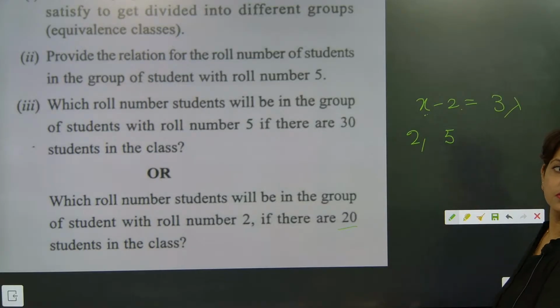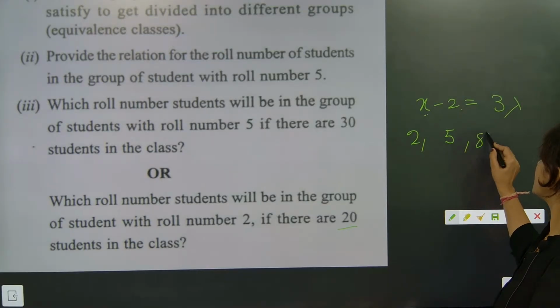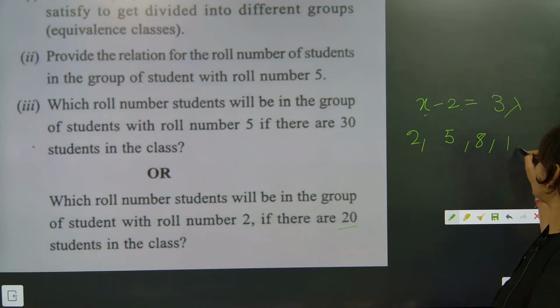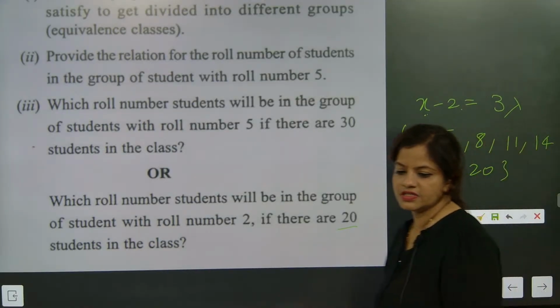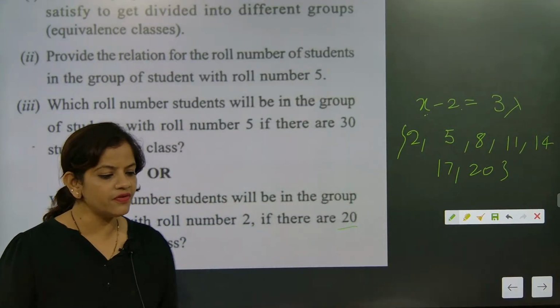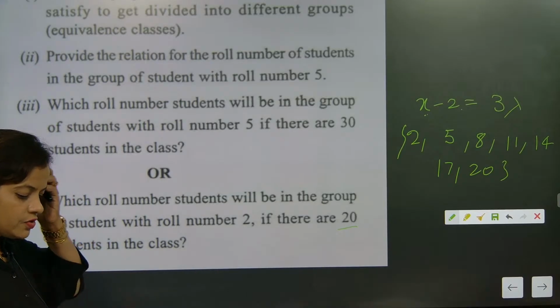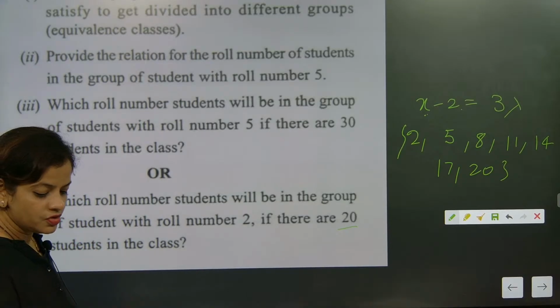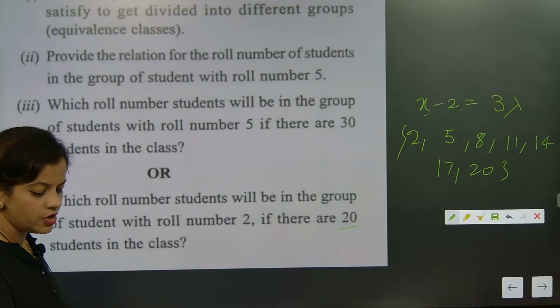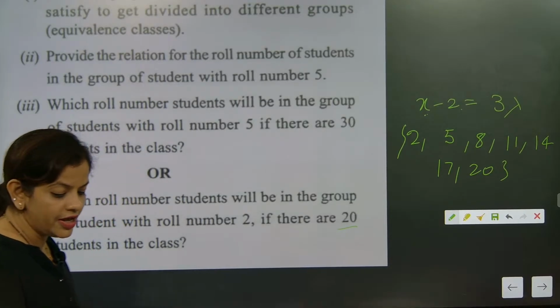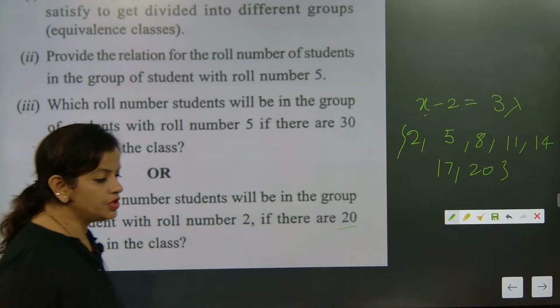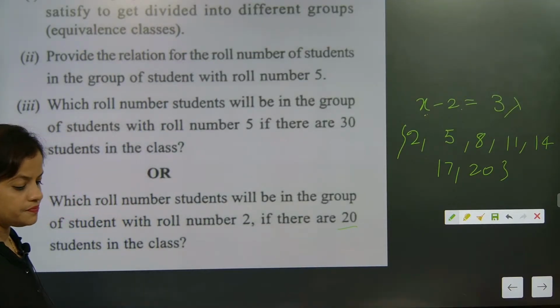Correct? Now 8, 11, 14, 17, 20. So these are the equivalence classes coming, and they are exactly going to satisfy the situation. So this is a short question where you have to be very particular, and it is very, very important. I hope everybody understood how to deal with this type of question.